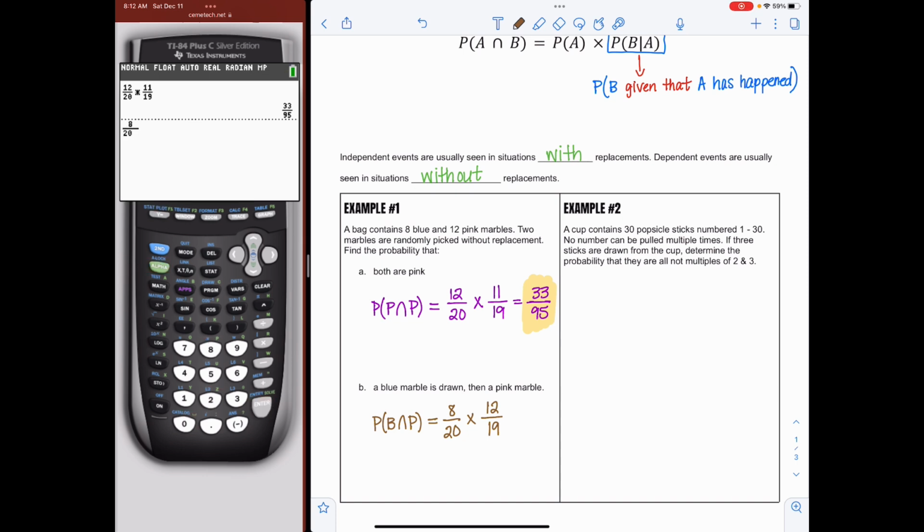So now I'm going to have 8 divided by 20 times 12 divided by 19. And that's going to give me 24 over 95.